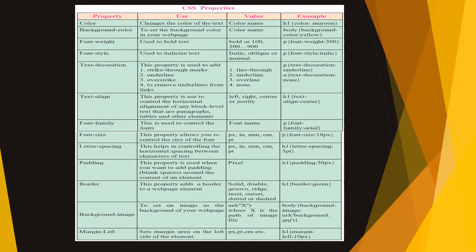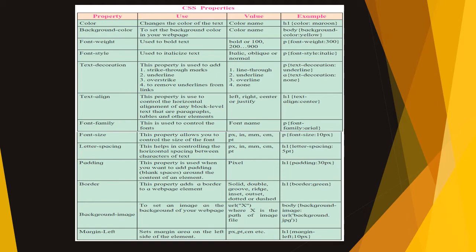Next, font weight. Used to bold text. We can give weight or give impact as a bold to our text by using font weight, and values 100, 200 up to 900 here. Next is font style. Used to italicize text: italic, oblique or normal. These are the values for font style.